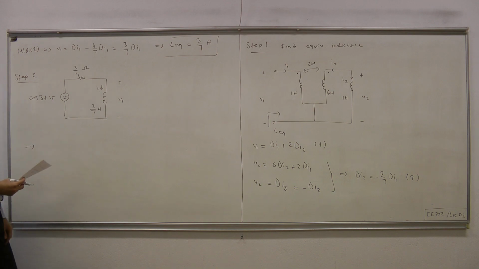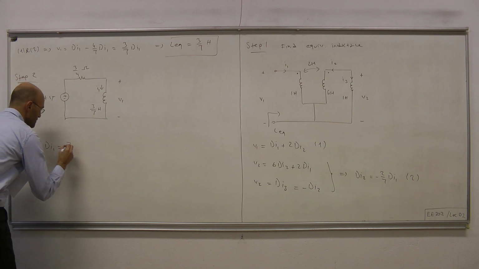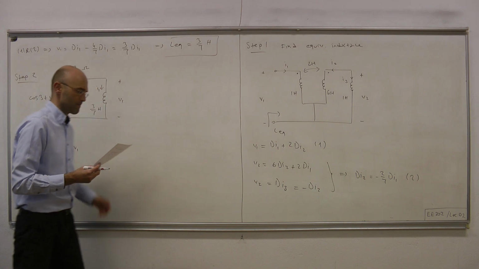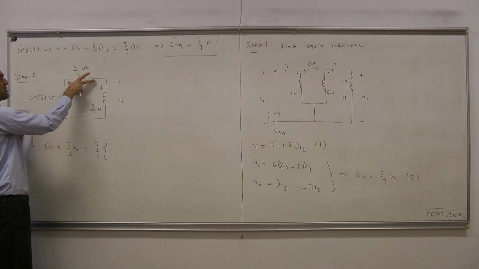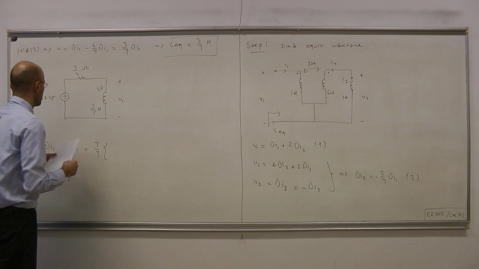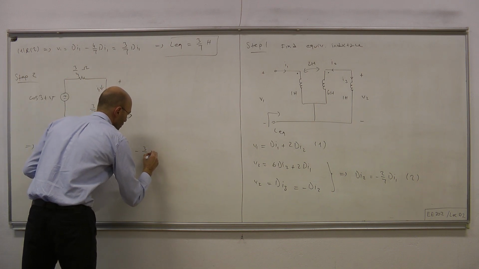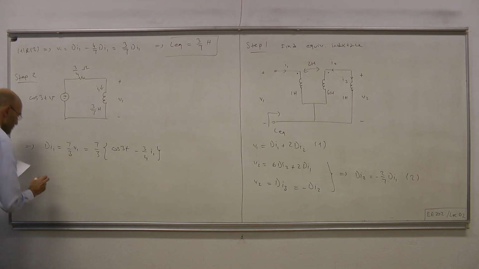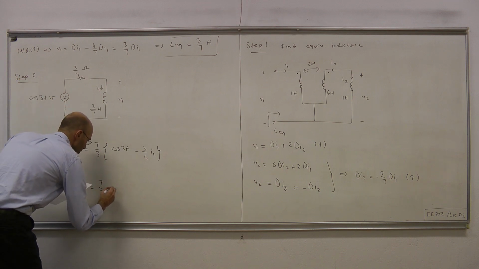Now, let's obtain the differential equation. What we have is v1 equals 3 over 7 di1, therefore di1 equals 7 over 3 v1. That equals 7 over 3 times, what's V1? V1 is this voltage minus the resistor voltage, which is 3 over 4 times I1. Cosine 3t minus this voltage, which is 3 over 4 I1. Therefore, we have di1 plus 7 over 4 I1 equals 7 over 3 cosine 3t.